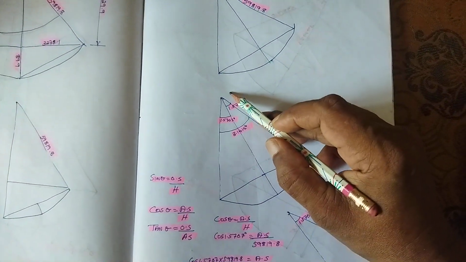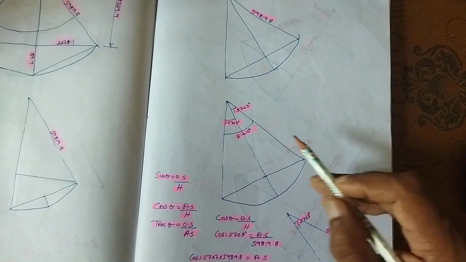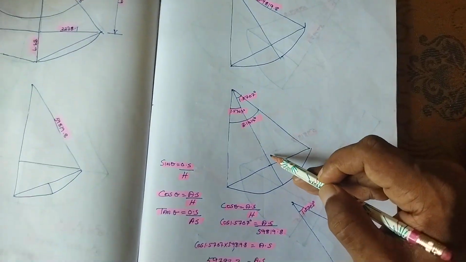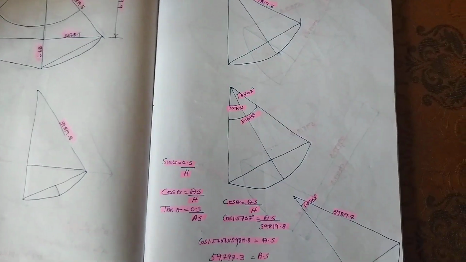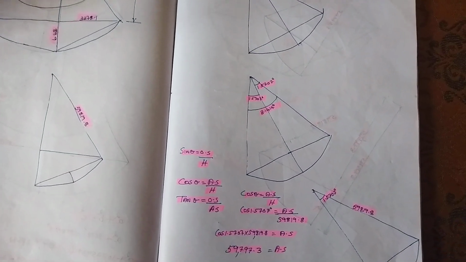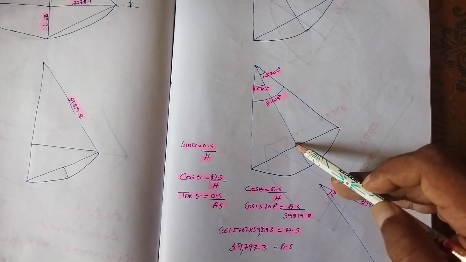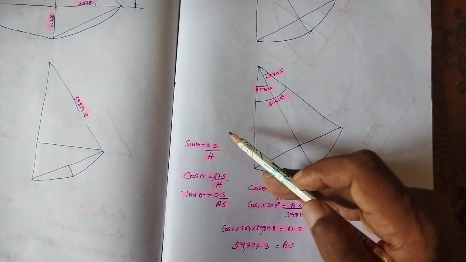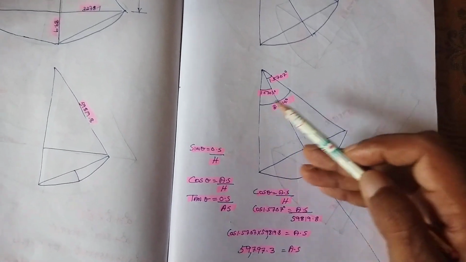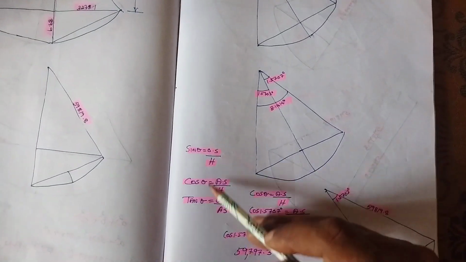So, using this degree and using this triangle's length, the hypotenuse, we can find out the measurement from here to here. For that purpose, we use the formula sin theta or cos theta or tan theta. For finding out the measurement from here to here, which formula do we have to use?